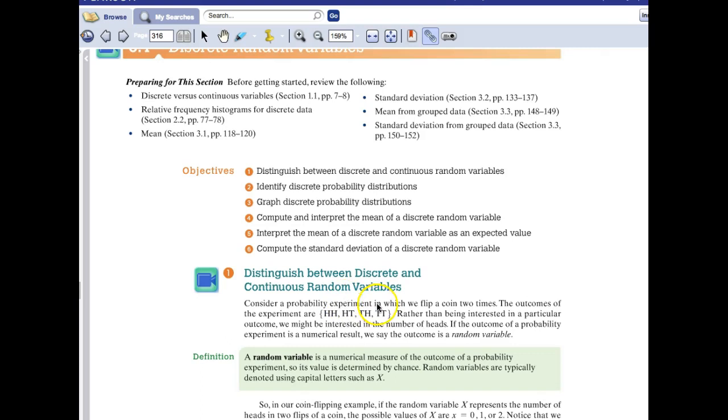Consider a probability experiment in which we flip a coin 2 times. The outcomes of the experiment are heads, heads, heads, tails, tails, heads, tails, tails. Rather than being interested in a particular outcome, like if we get heads, heads, or tails, tails, what's the probability of those outcomes? We might be interested in the number of heads that we get when we flip 2 coins. If the outcome of a probability experiment is a numerical result, we say the outcome is a random variable.